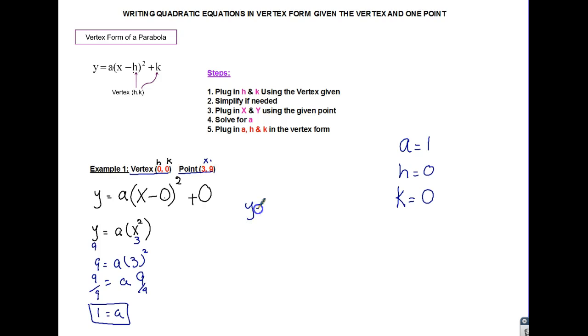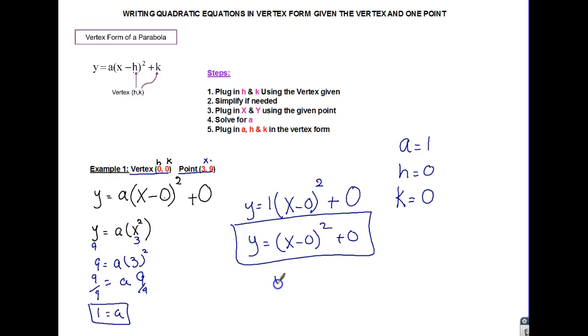So y equals a, which is 1, times x minus 0 squared plus k, which is also 0. So y equals (x minus 0) squared plus 0. That's the vertex form. Or y equals x squared, but this is called the standard form.